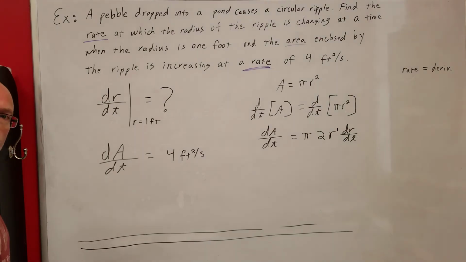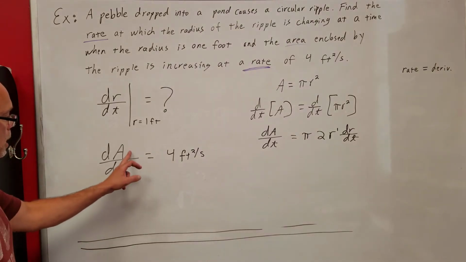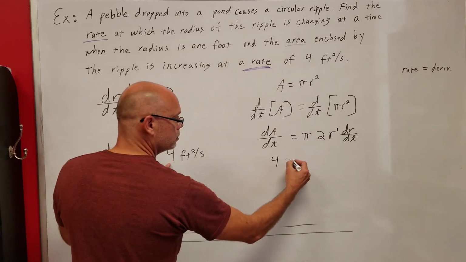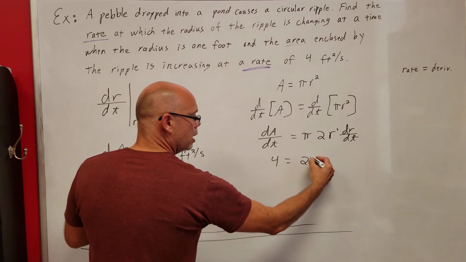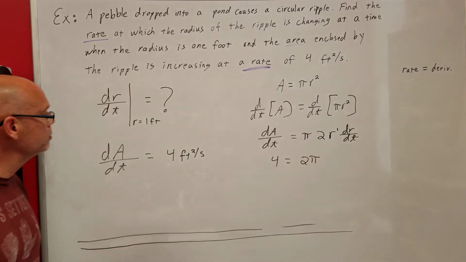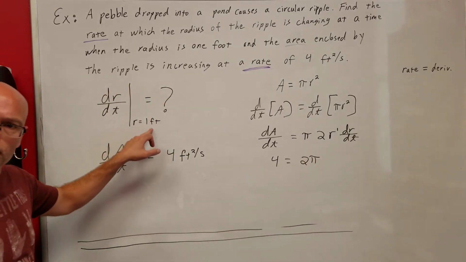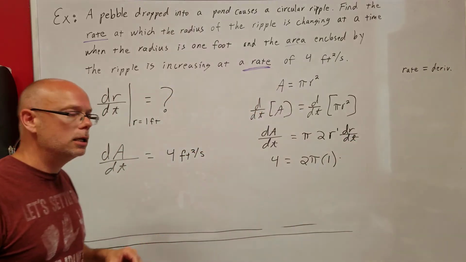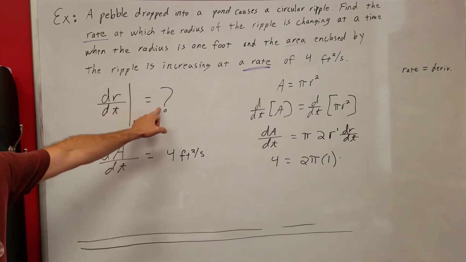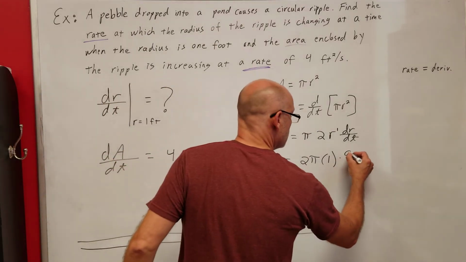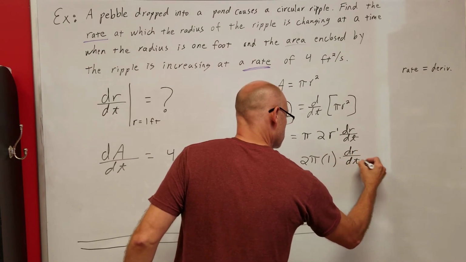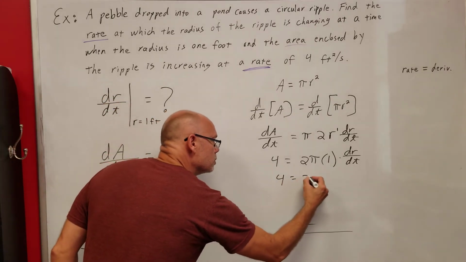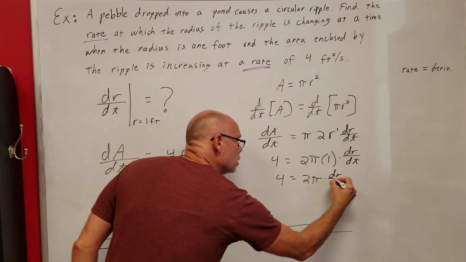All right, let me see if I can fill some stuff in now. dA over dt is 4. So right here, I'm going to call that 4. This I could call 2 pi, right? What is r? When the radius is what? 1. So I'm going to put in a 1 here. Times, how about dr over dt? Do I know that? No, that's unknown. That's what I'm trying to find. So it stays dr over dt. So that means I have 4 is equal to 2 pi times dr over dt.